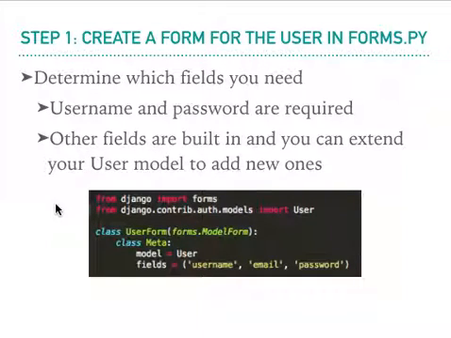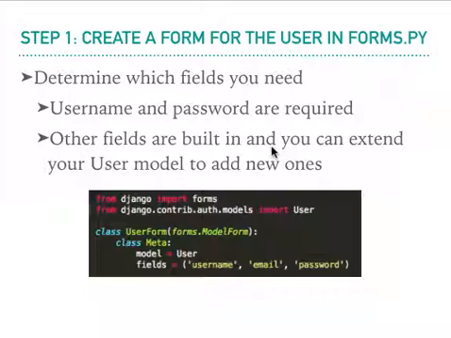So next, you need to create a form for the user in forms.py. Now the reason you need to do this is, as I mentioned before, Django Registration Redux leverages the user model, which is built into Django. And the first thing you need to do is figure out which fields you need. So there are a bunch of them. Only some of them are things that you want to expose to a user. Username and password are the only 2 that are required.